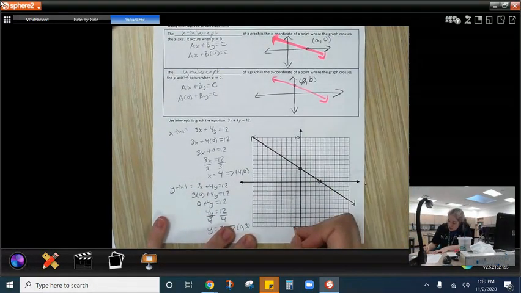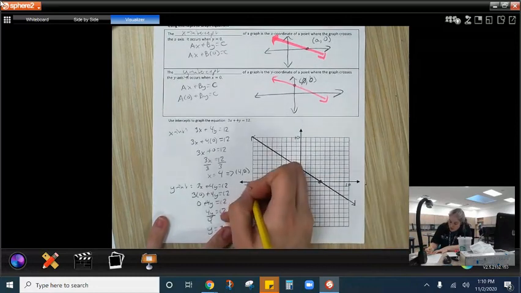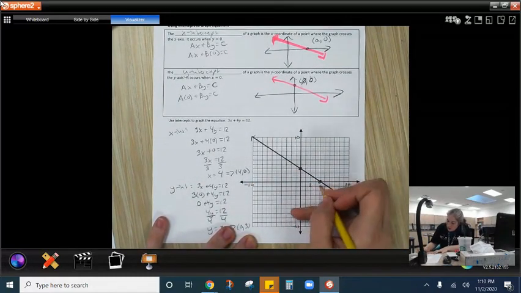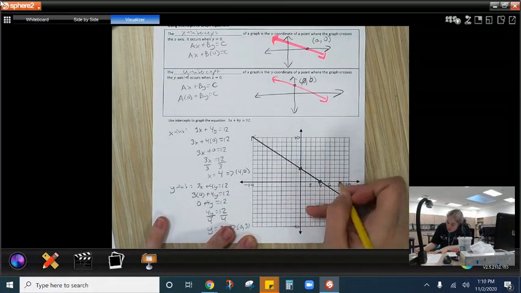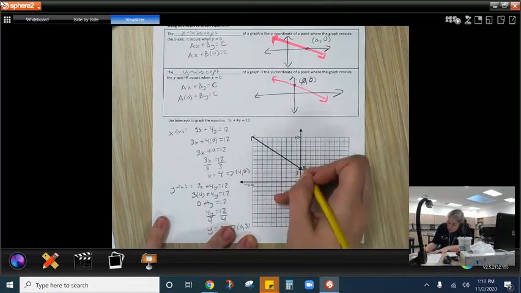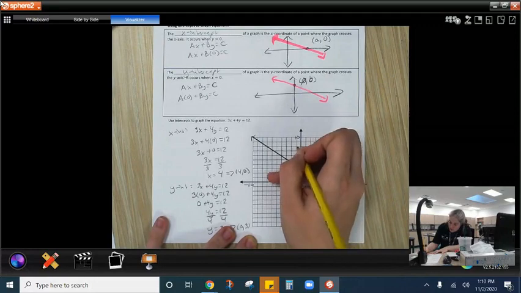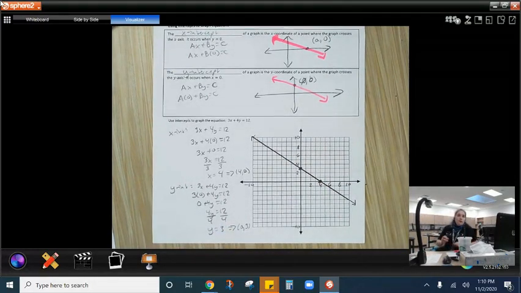This up here would be a positive 10. This would be a negative 10. This would be a positive 10. This would be a negative 10. It's really good to get in the habit of labeling your axes, all right? I did not do a super great job of that because I was feeling a little rushed at the moment, and I apologize for that.